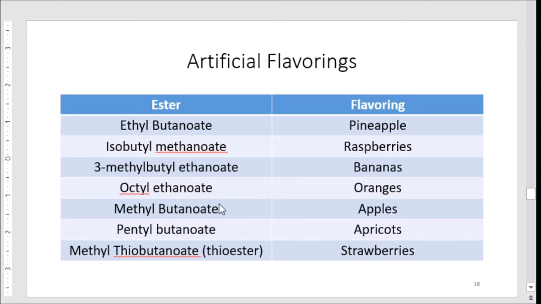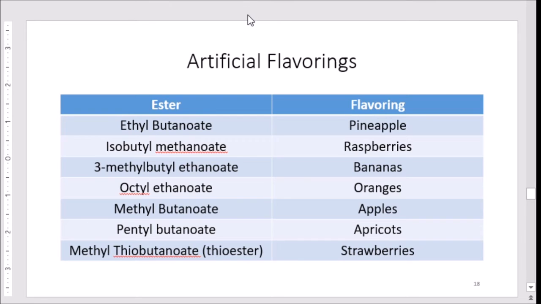Methylbutanoate, hey, butyric acid again. Remember the rotten smell? Just adding a methyl group. We added an ethyl group, we got pineapple. We added a methyl group, we got apple. Adding a pentyl group there, you get apricots, and then thiobutanoate. We're doing a thioester, so we started with a thiol instead of an alcohol, and we get strawberries. That one again is a little bit tough to smell in the lab.